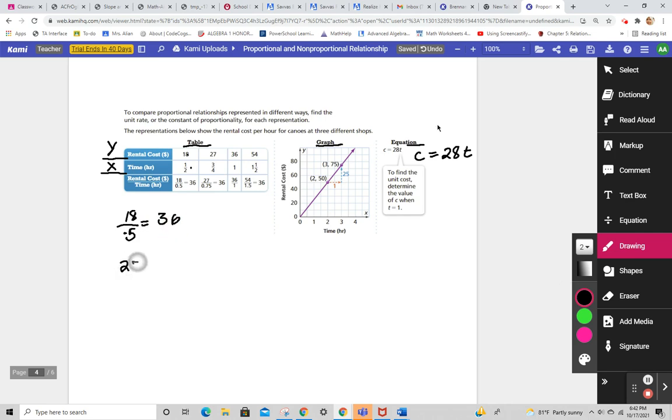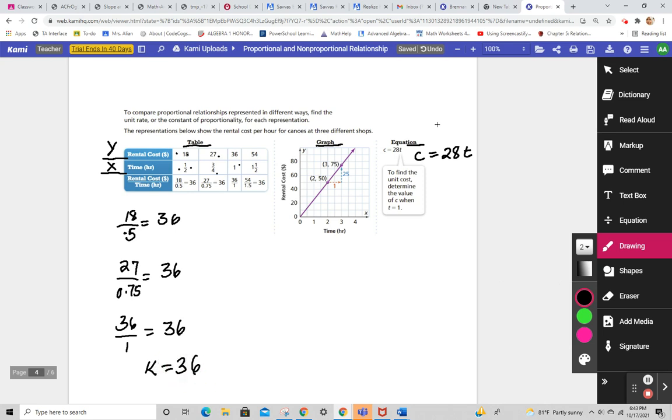If we take 27 and divide it by 3/4 or 0.75, we will get 36 again. And if we take 36 from here and divide it by 1, we're going to get 36. So each time we take the Y value and divide it by the X, we get 36 for this table. So this table has a K value, or constant ratio, of 36.